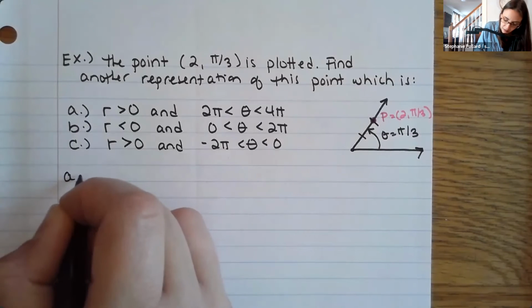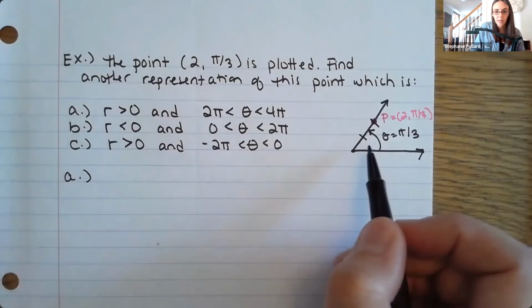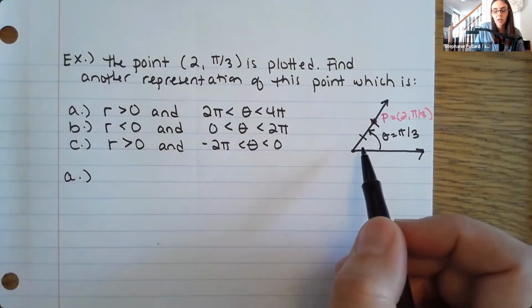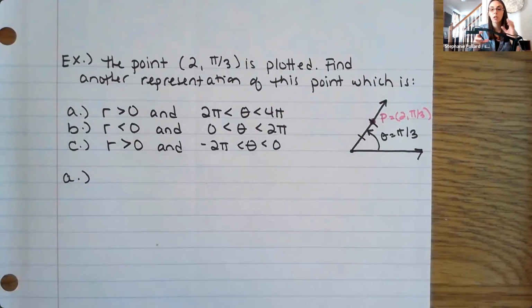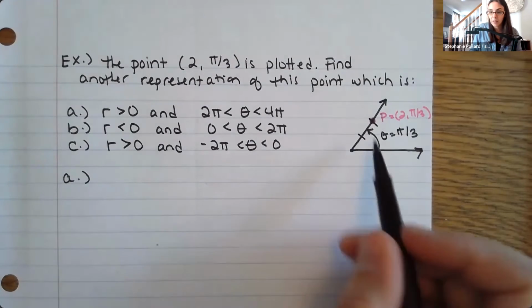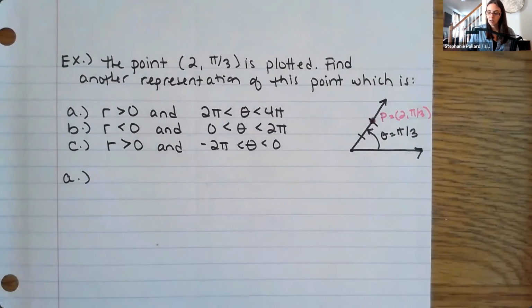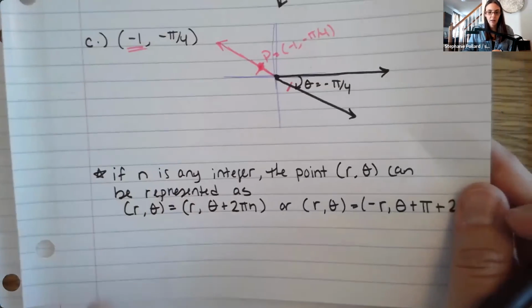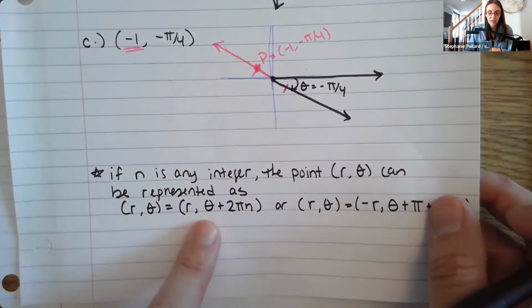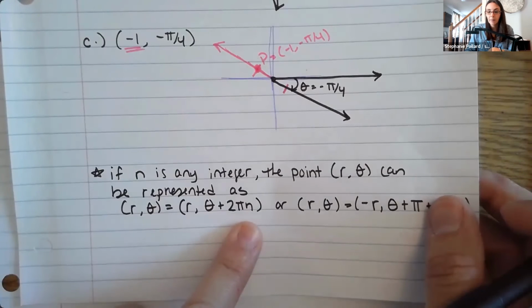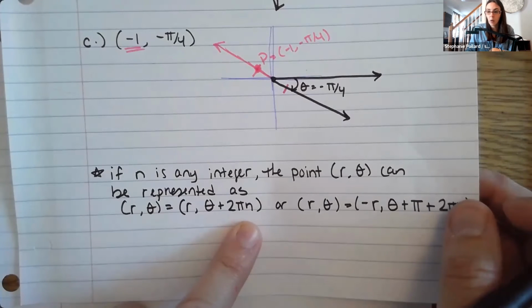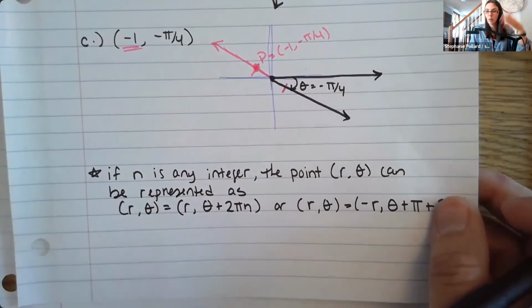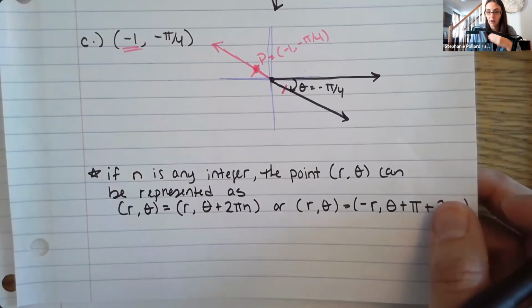So for A, I do want r to stay positive, so I'm going to keep going in that positive counterclockwise direction, but I do want theta to be between 2 pi and 4 pi, so I want it to be a lot bigger. And what I can do is use that idea that, if r is positive, I can add 2 pi n to it. So n could be 0, 1, 2, 3, 4, etc. So I can add 2 pi as many times as I want to it, and I will still get a comparable point.